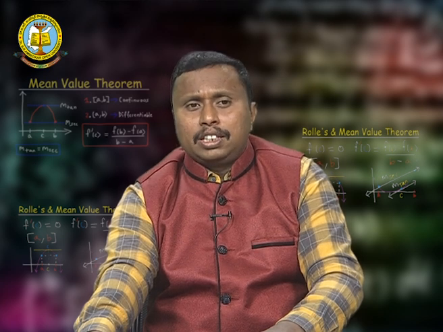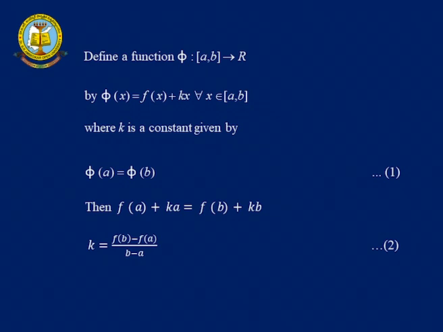Okay. Now, let us see the proof, and let us define one function phi from a comma b to R by phi of x equal to f of x plus k into x for all x belongs to the closed interval a comma b, where k is a constant and is given by phi of a equal to phi of b. So, phi of a value becomes f of a plus k a, and phi of b value becomes f of b plus k b. From these two we can write k equal to f of b minus f of a by b minus a.